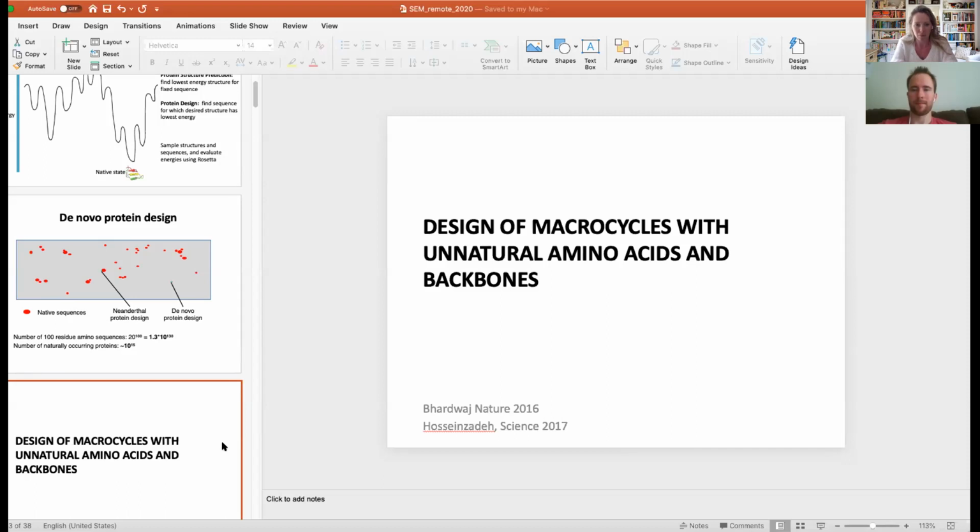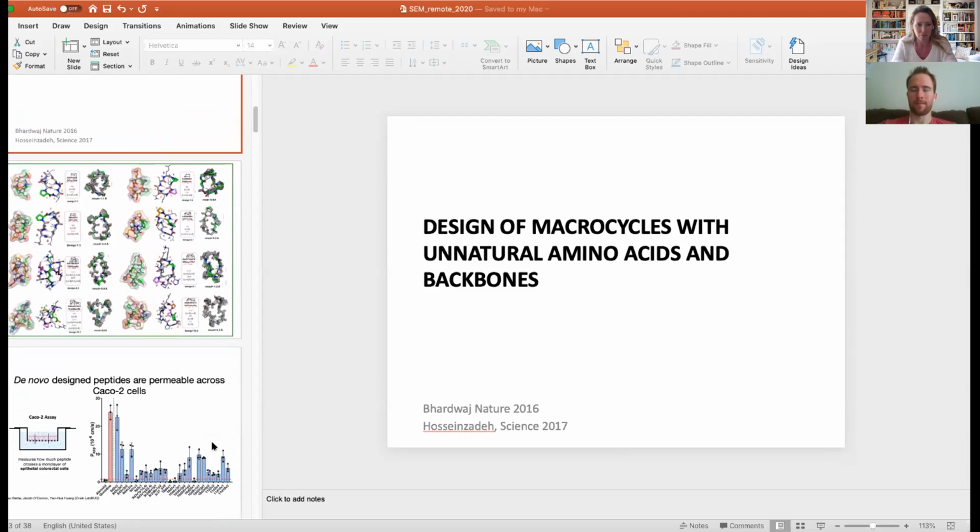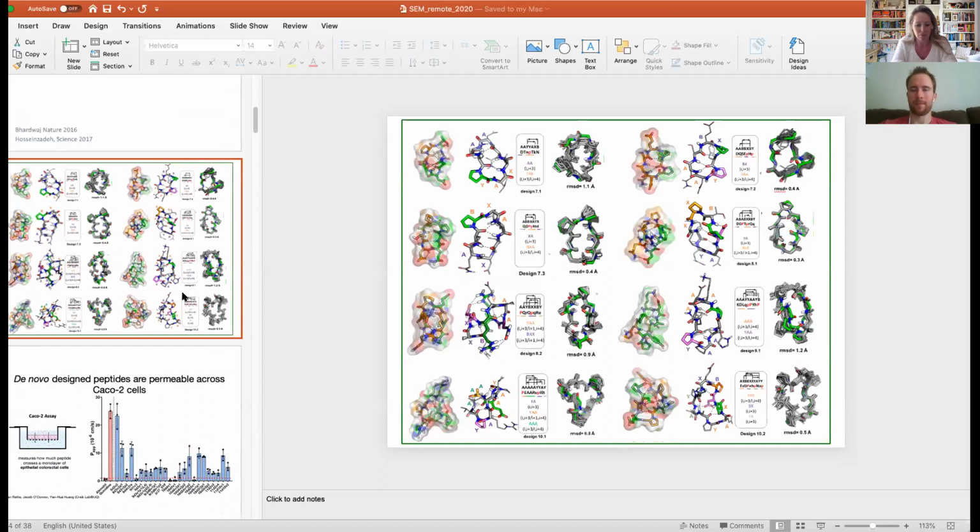So on the computer, unnatural amino acids and backbones are really no different from natural ones. We can model them in the same way. Using combinations of L and D amino acids, the natural amino acids and the mirror images, we can design a very huge array of new types of molecules which don't exist in nature.